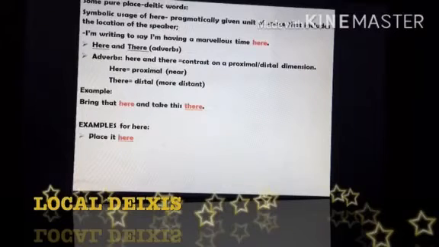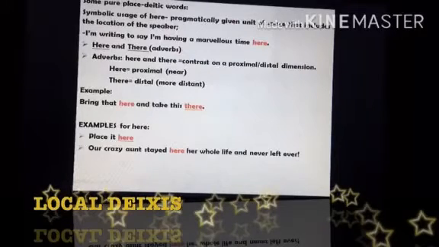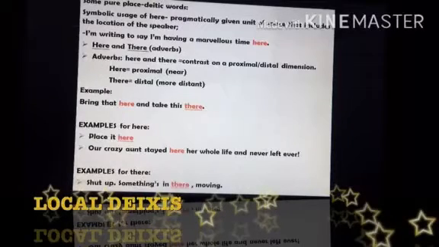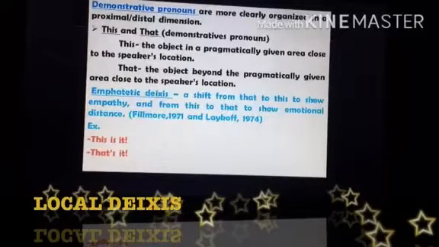Examples for here: place it here; our crazy aunt stayed here her whole life and never left. Examples for there: shut up there; something's in there, moving. Demonstrative pronouns are more clearly organized in a proximal-distal dimension.